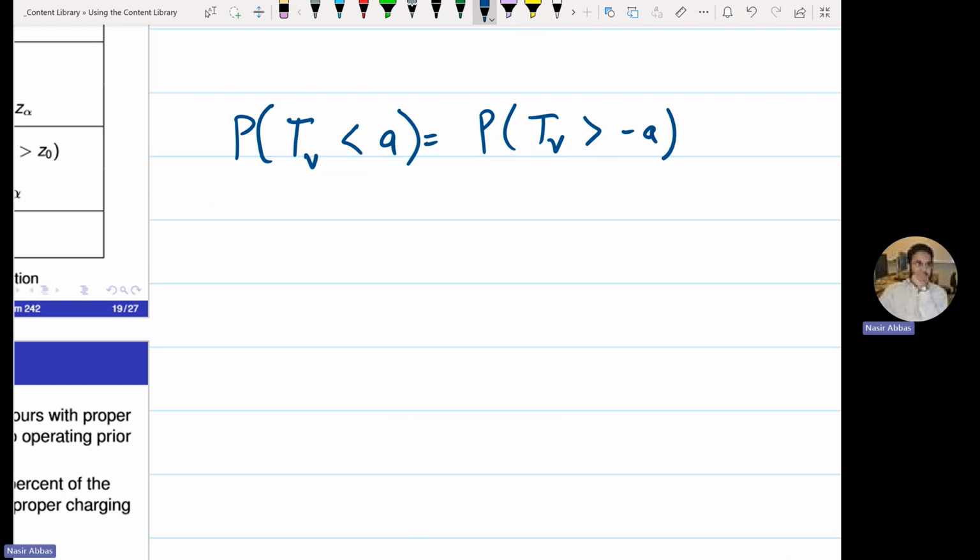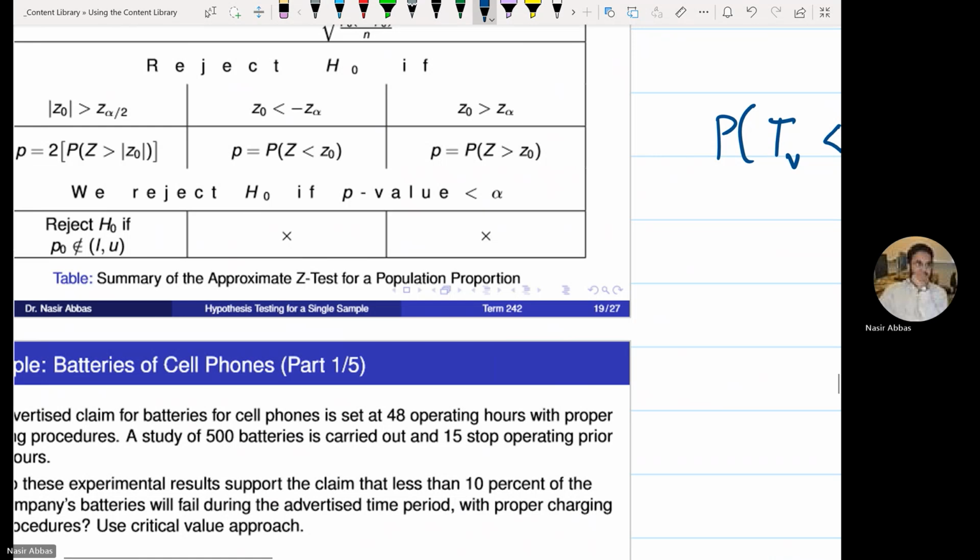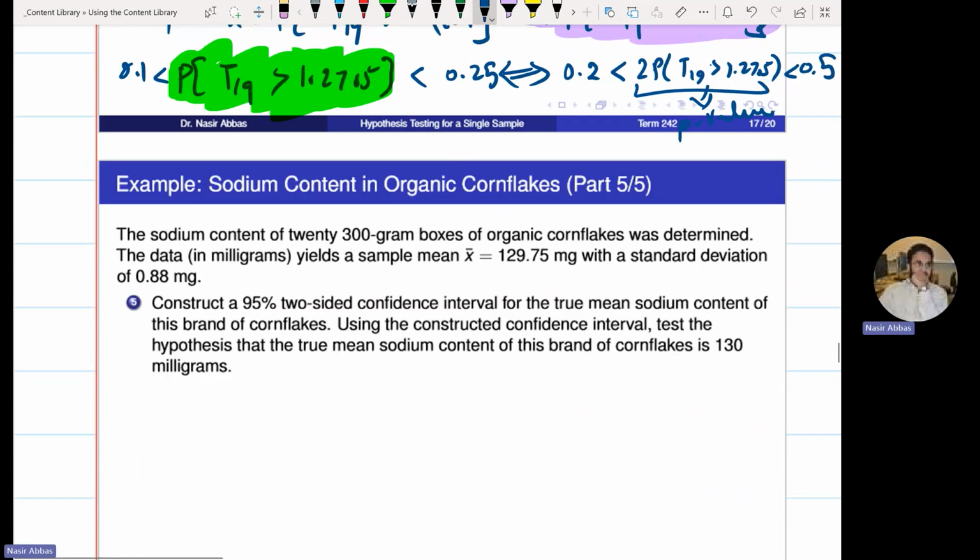But the bottom line is two things. Number one, the t-table is available in the greater than form, and the t-table is available only for the positive side. So you have to manipulate your p-value expression in such a way that it is, number one, only for the positive value, number two, for the greater than sign. Clear? Let's move to the last part.